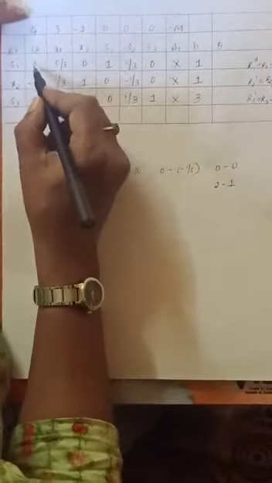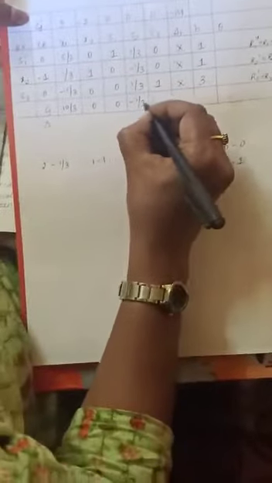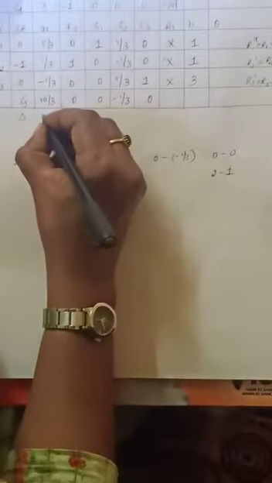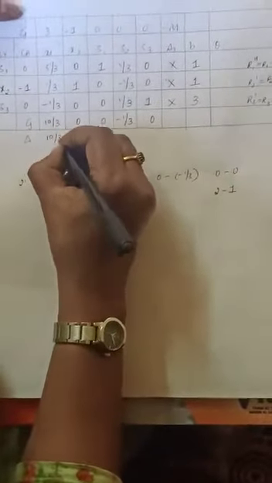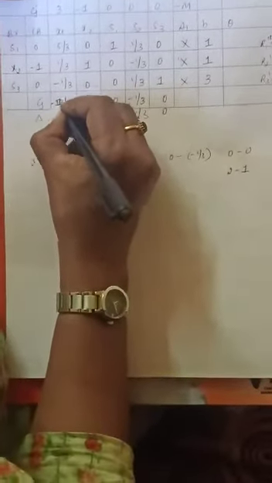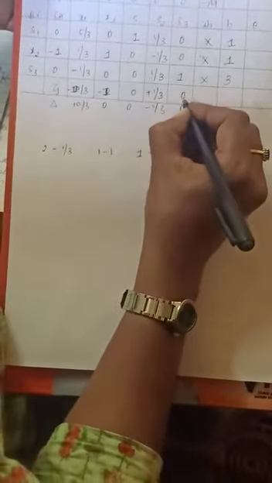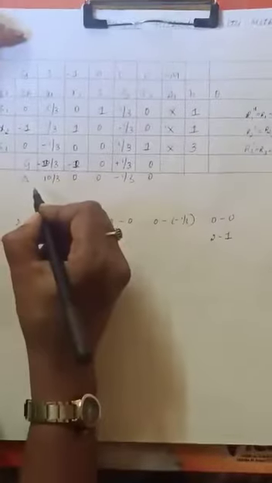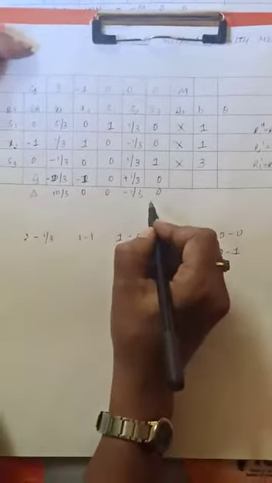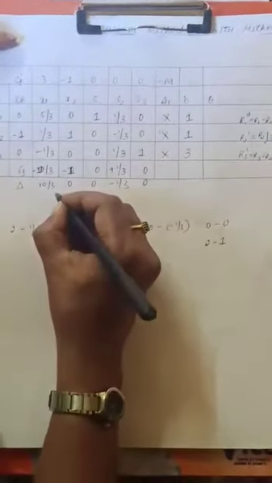The Zj values are nothing but the summation of Cb into Xj. So it is 10 by 3, 0, 0, minus 1 by 3 and 0. So these are your delta values: minus 1 by 3, minus 1, 0, plus 1 by 3 and 0. Then check whether you have reached the optimality. Still I have not reached the optimality, and I am still getting positive values. The most positive is 10 by 3.